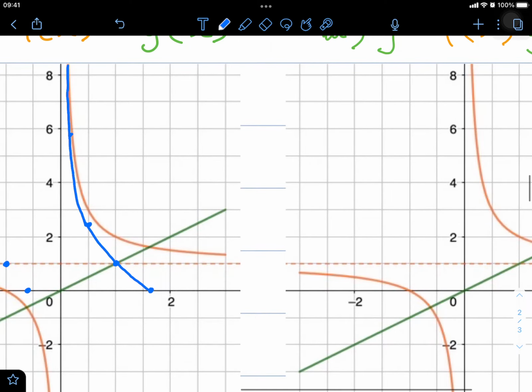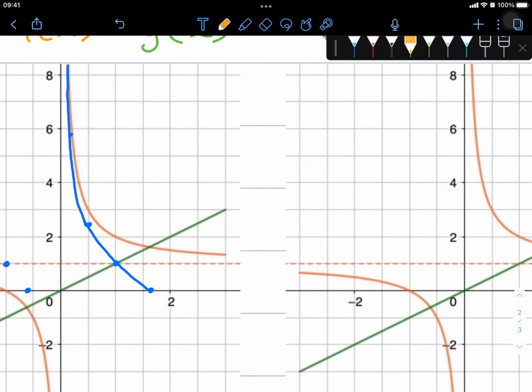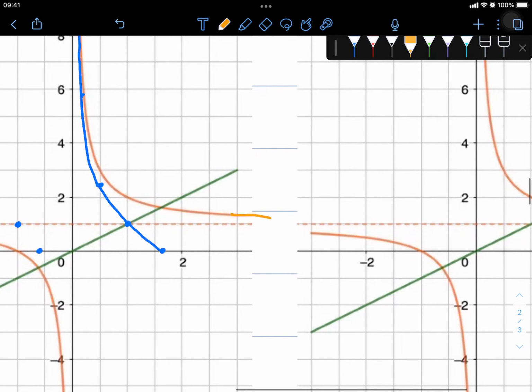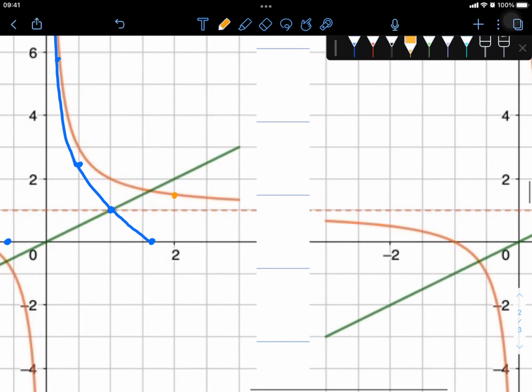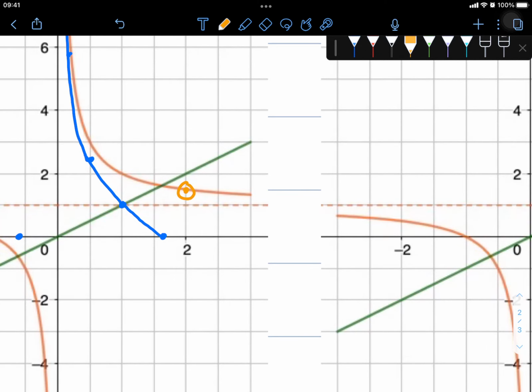Now we're going to look at the behavior of the curves as we move to the right. In the exact same way, let's pick some points of f here. Actually no, let's do a few points first. This one here is about 1.5. 1.5 in f minus 2. 1.5 minus 2 is negative half. So at that point it's going to be negative half.